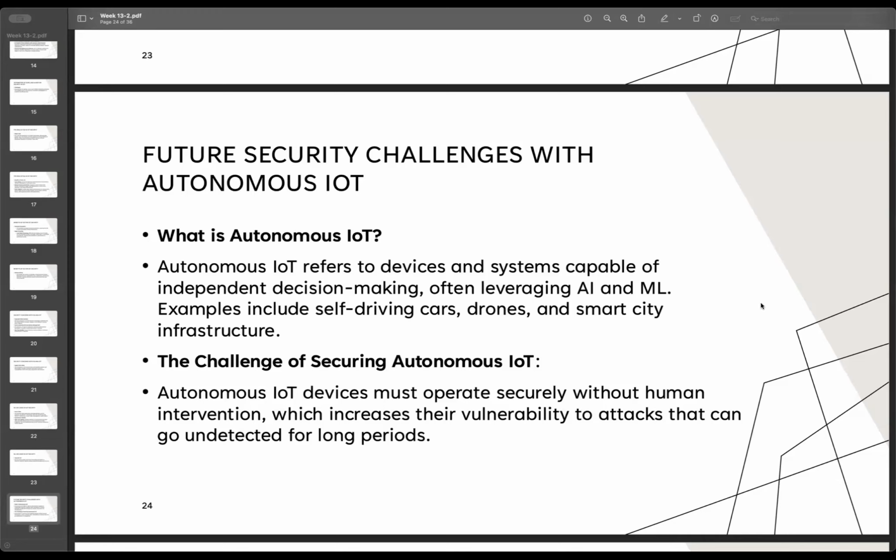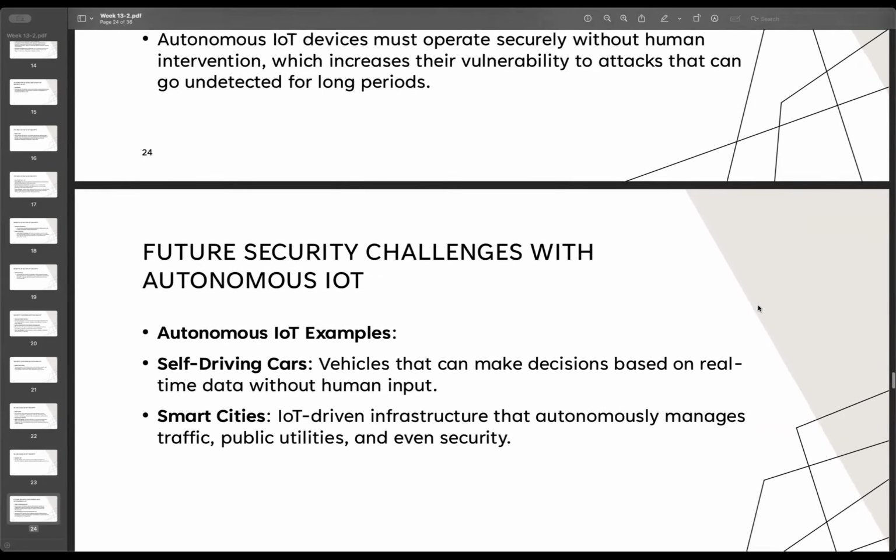Okay, how can they increase their neutrality? Because it will cause the neutrality to attack, so it can go undetected for a long period. So sometimes we have the zero day. Okay, if you remember zero day. So here's the challenge we have to fix.